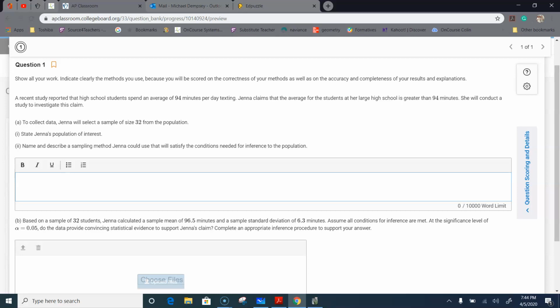So part A says to collect the data, she gets a sample size of 32. That's all they tell us. Roman numeral 1, or it's not really a Roman numeral, right? Says state her population of interest. So it's all students at Jenna's large high school. I don't need that apostrophe.